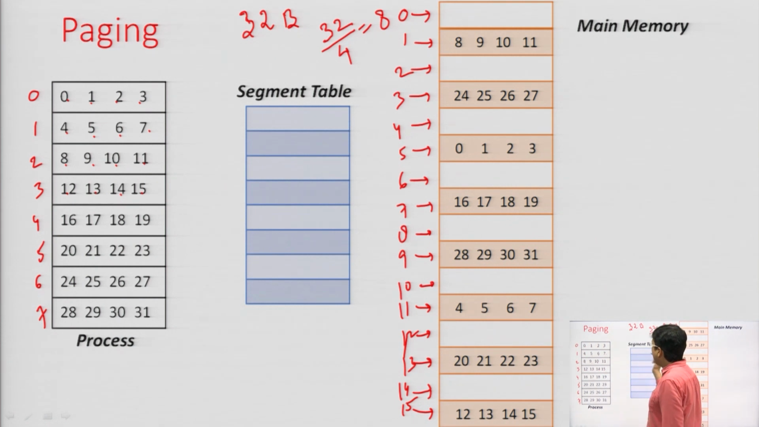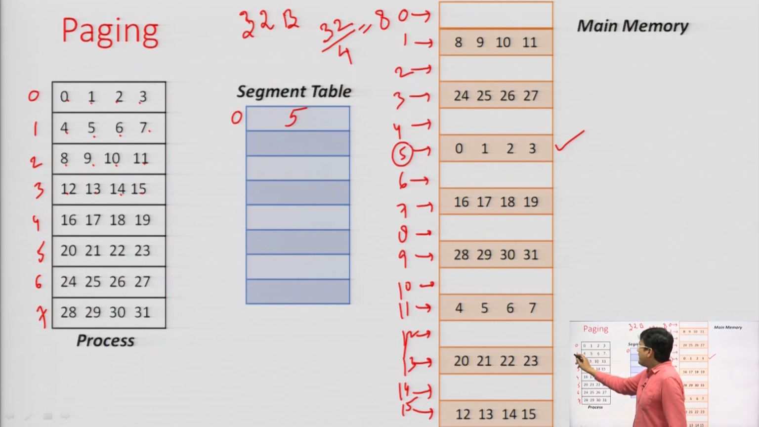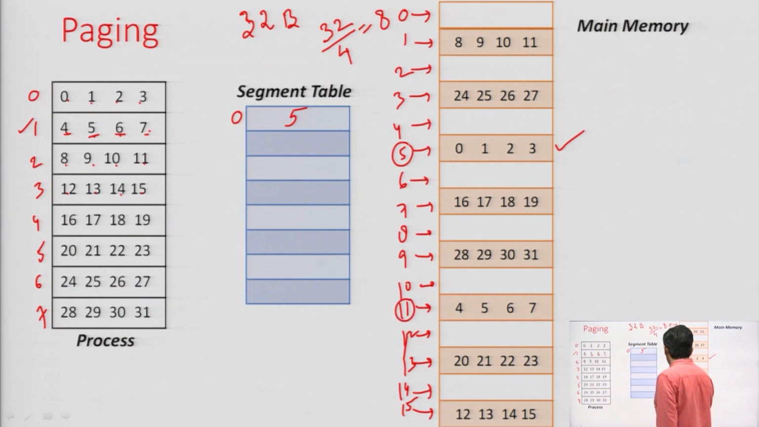So, page number 0, which contains bytes 0, 1, 2, 3, has been adjusted in frame number 5. You can see here that bytes 0, 1, 2, 3 are accommodated in frame number 5. I have encircled this and put a tick mark as well. So, I know that page number 0 has been adjusted in frame number 5. Let us maintain a record of this somewhere. Similarly, page number 1, which contains bytes 4, 5, 6 and 7, is accommodated in frame number 11. So, page number 1 is accommodated in frame number 11.